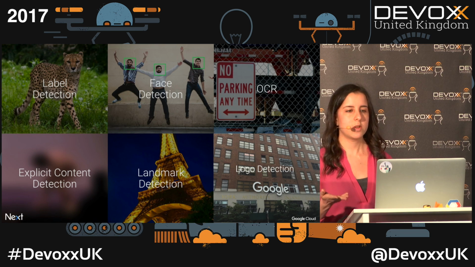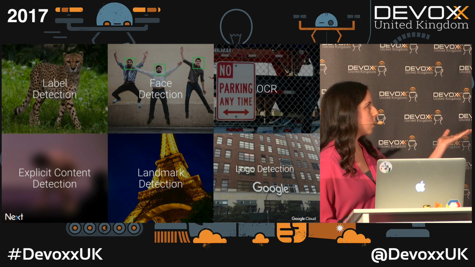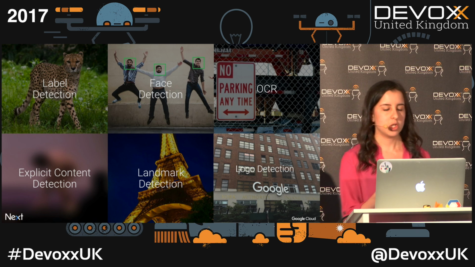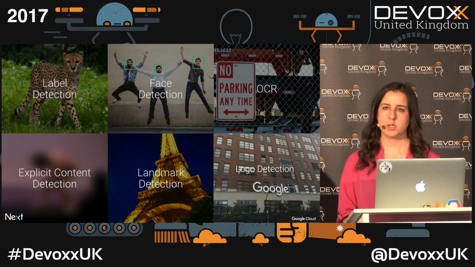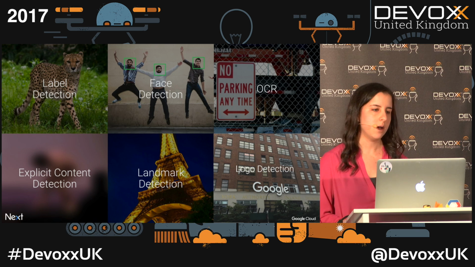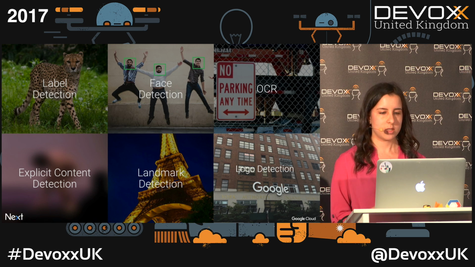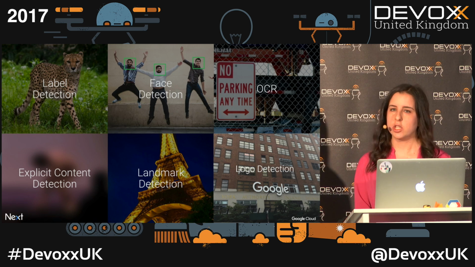And looking specifically at the Vision API, these are some of the features that it provides. The most basic one is label detection, which is what Disney used in the previous slide I was talking about. And this is essentially, what is this a picture of? For this image, it might say cheetah, field, animals. That's what label detection is.